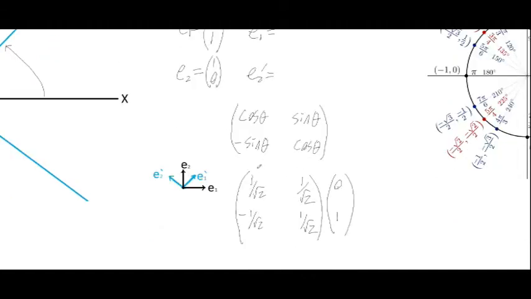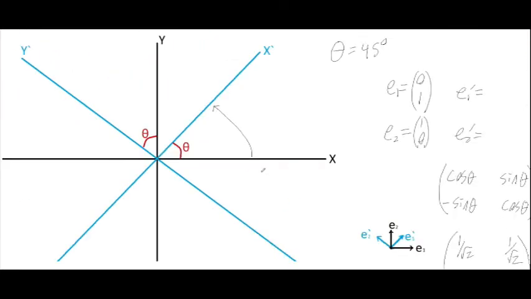For this, we can just multiply it out. 1 over square root of 2 times 0 is 0, and 1 over square root of 2 times 1 is 1 over square root of 2. And then for the bottom number, we have negative 1 over square root of 2 times 0 plus 1 over square root of 2 times 1. And so we have this, which is going to equal 1 over square root of 2, 1 over square root of 2.